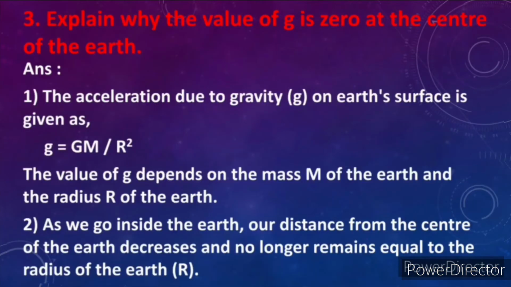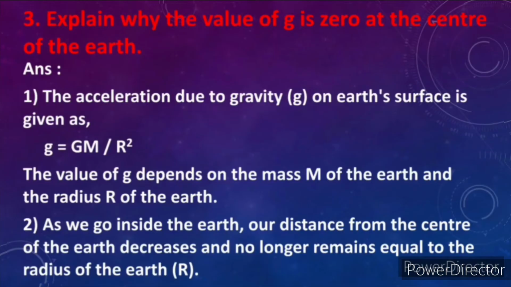Question 3. Explain why the value of g is 0 at the center of the earth. Answer. 1. The acceleration due to gravity, that is g, on earth's surface is given as g = GM/R². That means the value of g depends on the mass of the earth and the radius R of the earth.